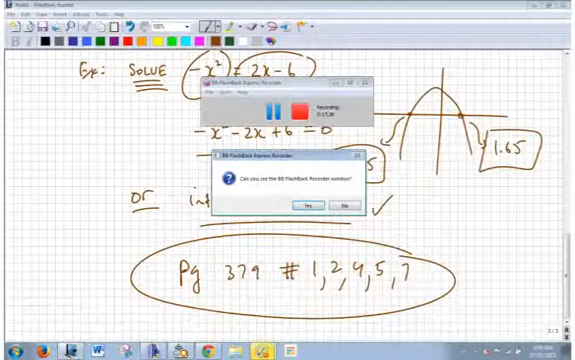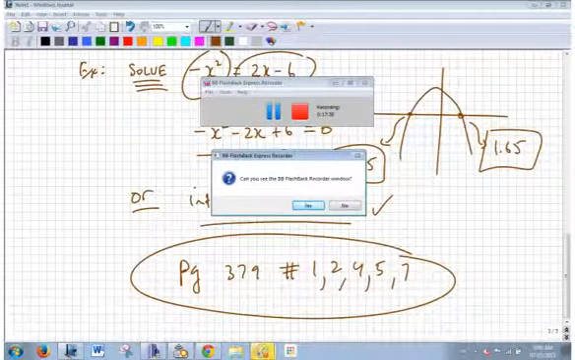Okay, quiz tomorrow. Solving is going to be on it, as well as a little 7.1 and a little 7.2. This is 7.3, right?